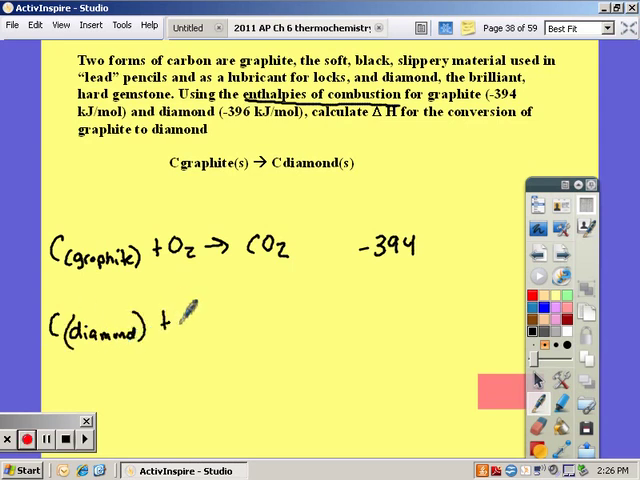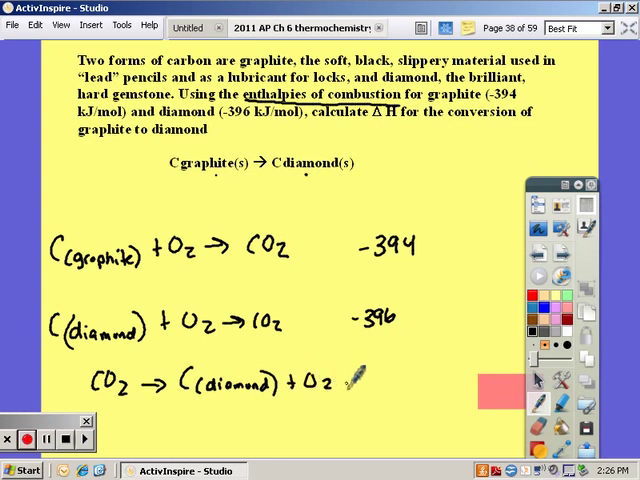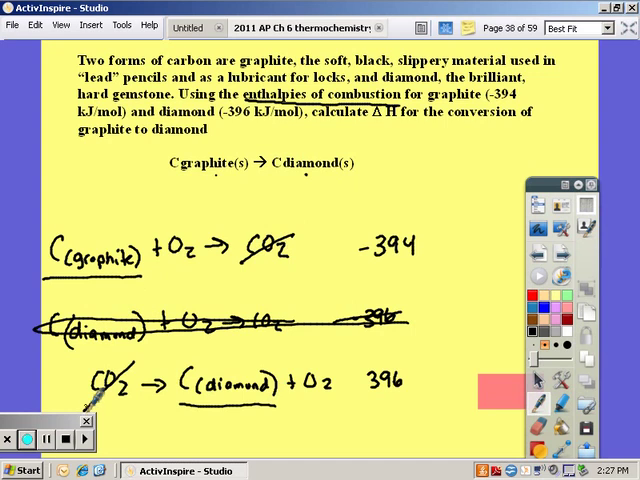Same thing for diamond, except that's a negative 396. We want graphite as a reactant and diamond as a product. So we're going to have to reverse this second reaction, which reverses the sign, and we cross out the equation that we changed so we don't accidentally add it at the end. Anything that's on both sides of the reaction can be crossed out. So we have C graphite to C diamond, so everything else should cross out, which it does, and now we add our delta H's up, giving us 2 kilojoules.